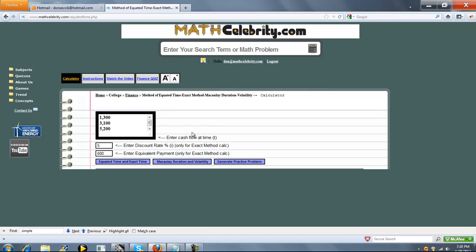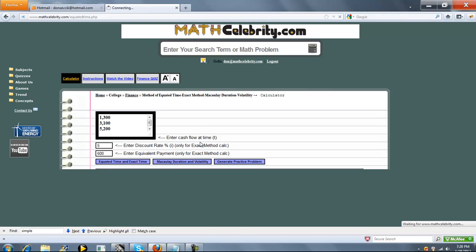So this is the calculator, and the way this works is these are your cash flows that you enter in this box. You enter each cash flow on a separate line, as time, then comma, and then cash flow amount. In this example, we're going to have a cash flow at time 1, 3, and 5 of these amounts. The second box here is only used for the exact method or Macaulay duration volatility, and the third is used for, again, the duration calc.